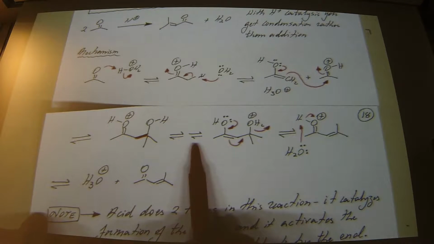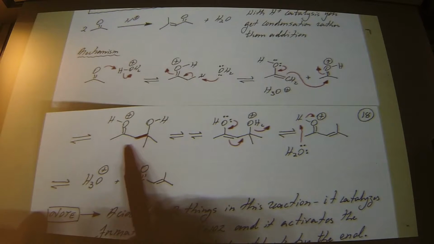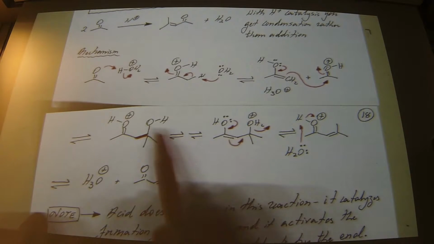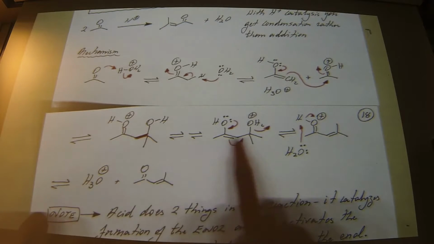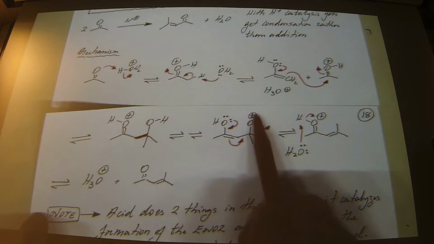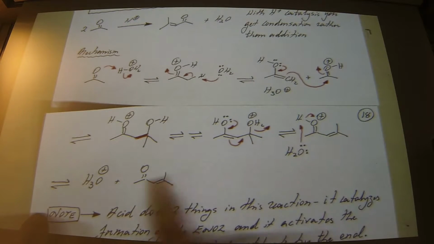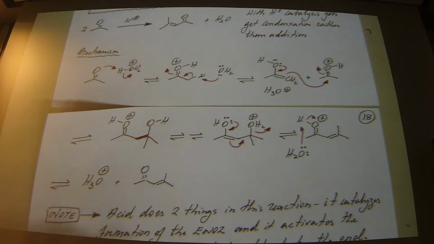I've summarized some steps here. You lose a proton from here to give the enol, and then you add a proton here. So you lose a proton there, you add a proton there, two steps, and then this is a good leaving group, and you expel that in the same way that we saw before for hydroxide, and you end up with the alkyl condensation product.